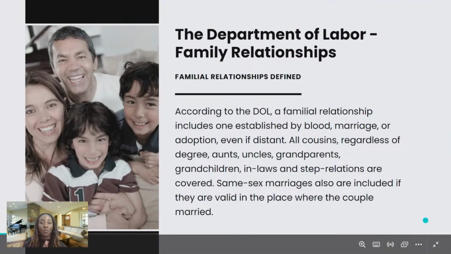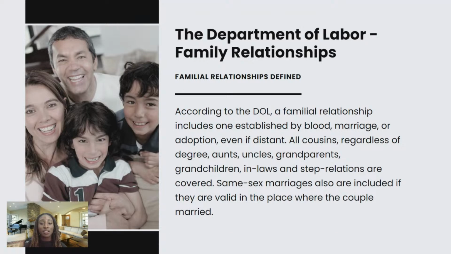So the first thing we're going to cover is what exactly is a family relationship. According to the Department of Labor, a family relationship is any relationship that includes one established by blood, marriage, or adoption, no matter how far or distant that relationship is. This includes cousins, aunts, uncles, grandparents, grandchildren, in-laws, and step relations as well. And again, the distance does not matter. This also includes same-sex marriages if they are valid in the place where the couple was married.